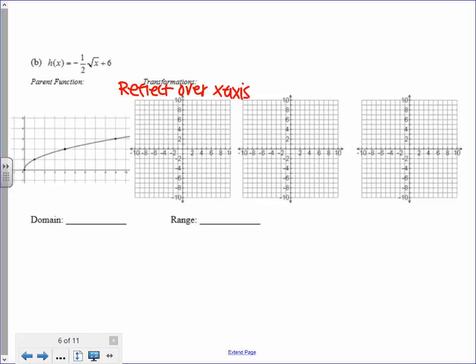Reflect over the x-axis. And then the 1/2. Condense. Vertical compression by 1/2. And then plus 6. Oh, nope, it's on the outside of the radical. Down 6. Down. No. Up 6. Up 6. I think so, Jake. We had to get there eventually. Up 6. Come on, 6.